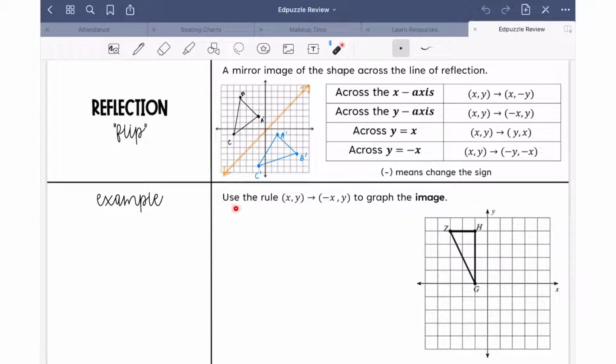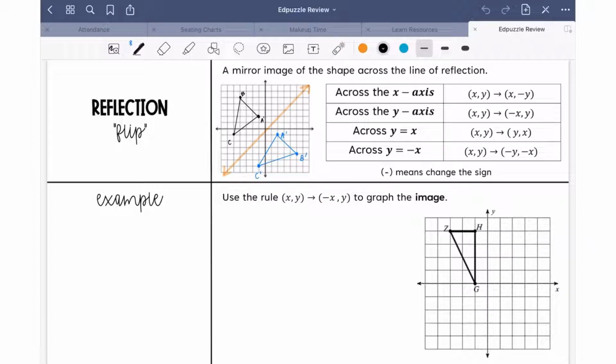It says, use the rule (x, y) is transformed to (-x, y). Okay, so we can graph the image. So they gave us the original right here, this triangle. And we want to use this rule, okay? So who is changing? Based on the rule, who changed? The x. The x is going to change its sign. You see that negative there.